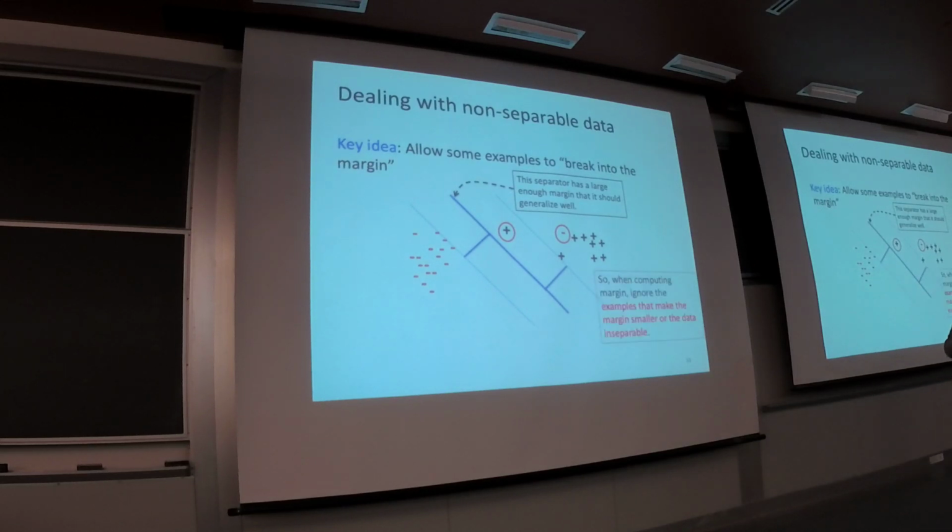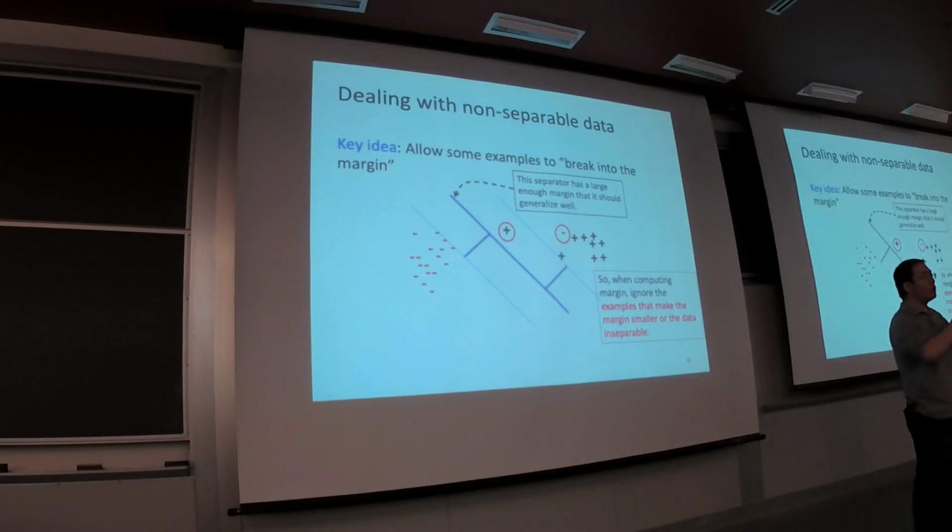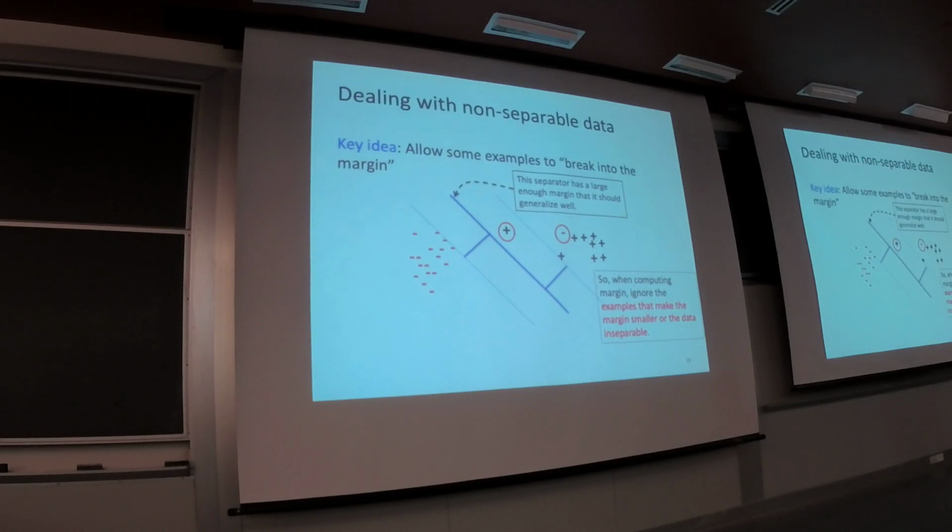That's the idea. When we compute the margin, we're not trying to enforce every example to be correctly classified. Instead, we ignore some examples that could make the margin very small, or even make the data inseparable, and just look for the margin for the remaining data points. The larger the margin, the better your generalization performance. So this is the idea.